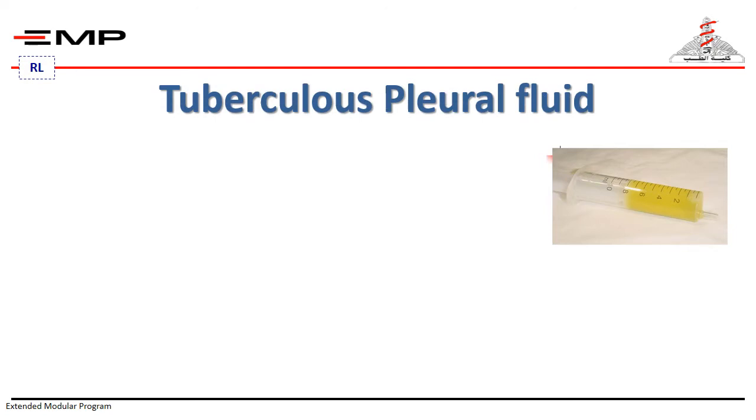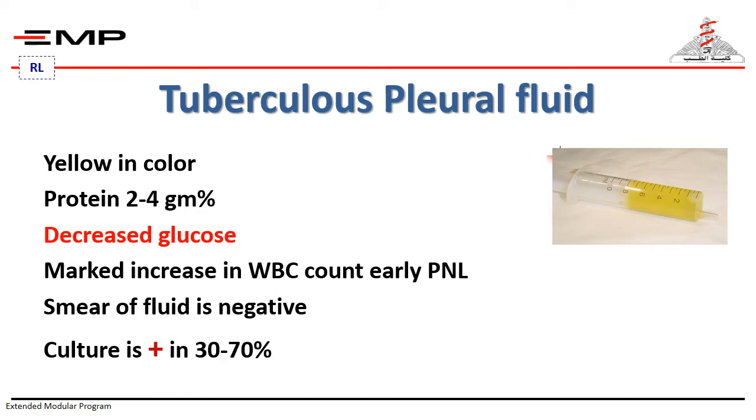Tuberculous pleural effusion has some characteristics. It is yellow in color, high in protein, reaching up to 2 to 4 grams %, low in glucose, with a marked increase in white blood cell count. Early it is polymorphonuclear, later on it becomes lymphocytes. There are no visible mycobacteria; it is smear negative for Ziehl-Neelsen staining. Special culture for TB is positive in only 30% and up to 70% of cases. You remember the special culture for TB? Löwenstein culture.